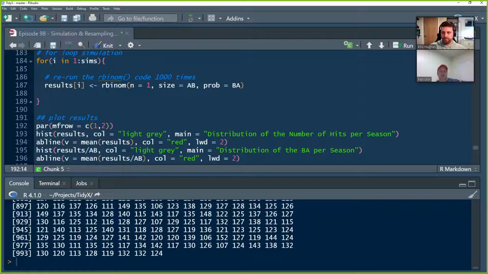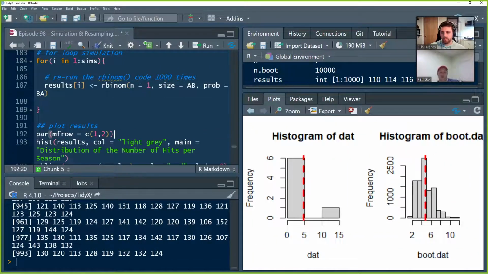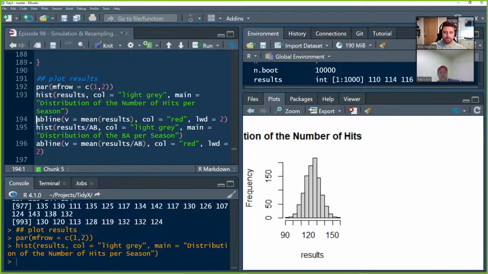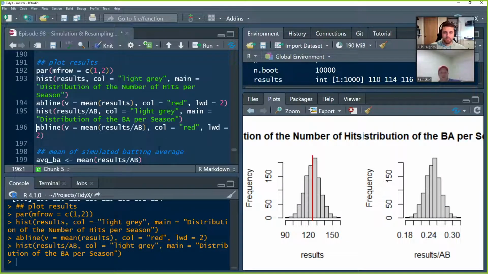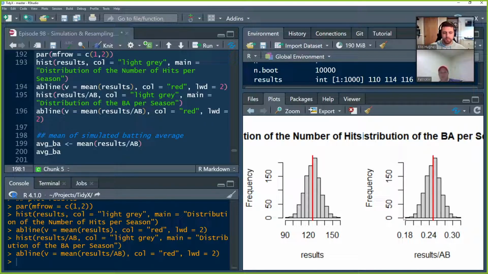And that gives us a whole bunch of number of hits, which, again, if we divide by our at-bats of 500, we're going to get the probabilities or the batting averages. So there's our simulated distribution of hits. And then the right side is our distribution of the batting average, the player's batting average. So now this takes into account the uncertainty.